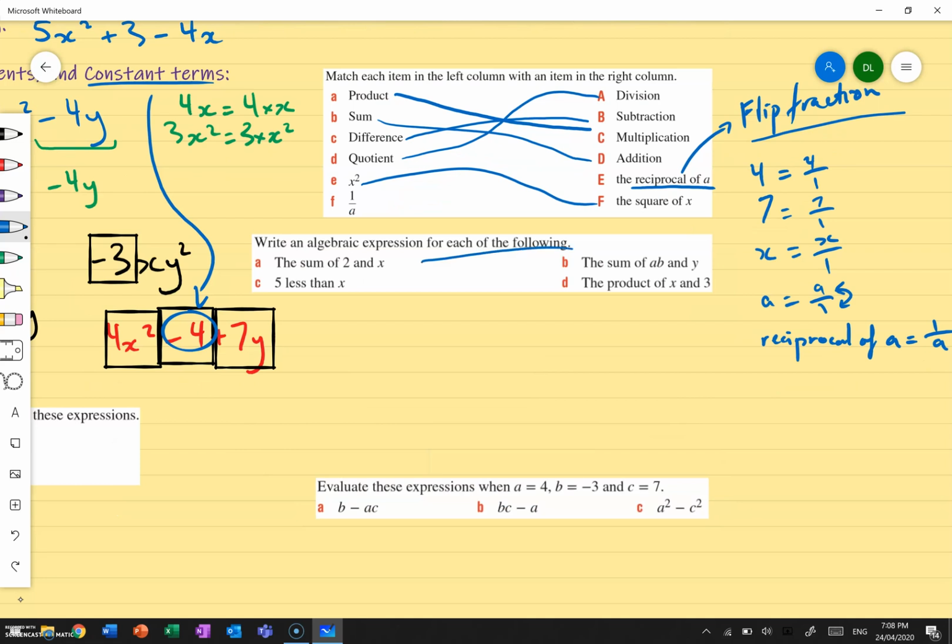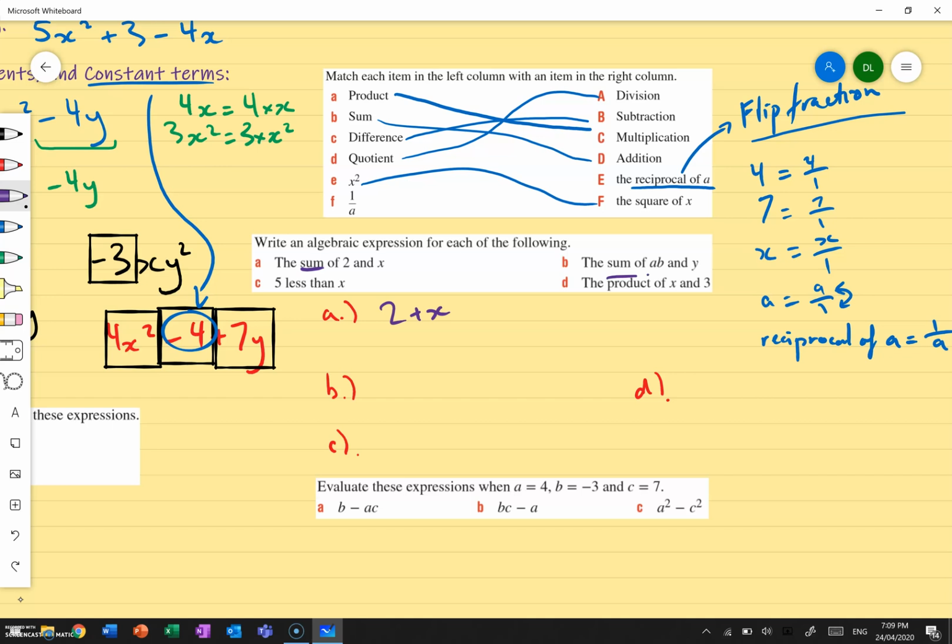So I'm looking at this one over here. Let's go with A first. So the sum of 2 and x. So the sum once again means to add. So the sum of 2 and x is 2 plus x.